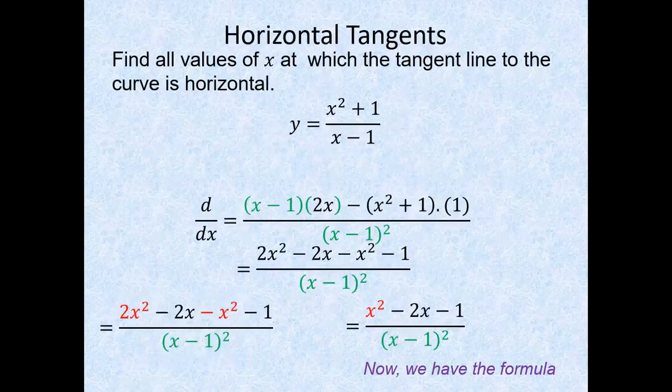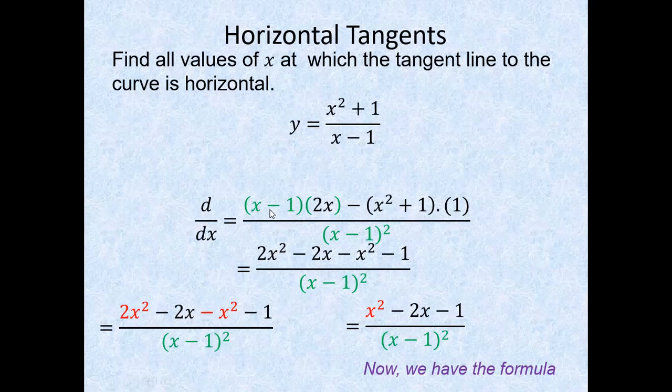Okay, the second example for the horizontal tangents. Find all the values of x at which the tangent line to the curve is horizontal. We have a function y equals (x squared plus 1) over (x minus 1). So dy/dx, we further factorize it: (x minus 1) times 2x minus (x squared plus 1) times 1. So simplifying it, 2x squared minus 2x.